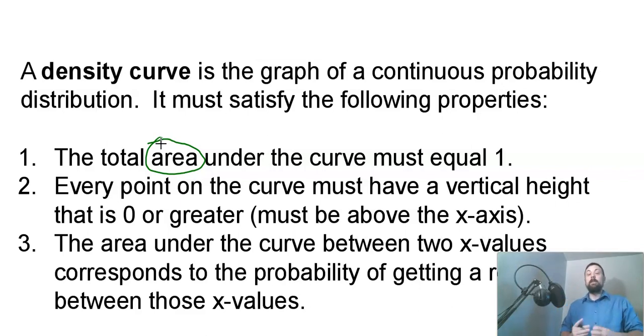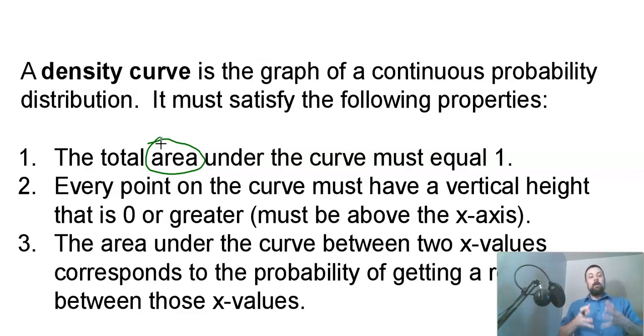Every point on the curve must have a vertical height that is 0 or greater, meaning you can't have a negative probability density, which would give you negative areas. So if we measure the area from the graph down to the x-axis, and if we had some of the graph below the x-axis, well, the area below the x-axis would negate the area above the x-axis. And that's not allowed to happen because that would indicate a negative probability. As we've talked about, probabilities can't be negative. So again, there's a connection here between the area and probability in that we can't have a negative area because we can't have negative probabilities.